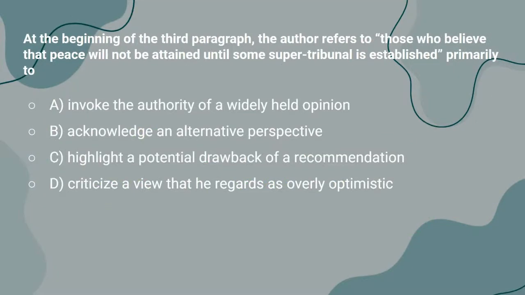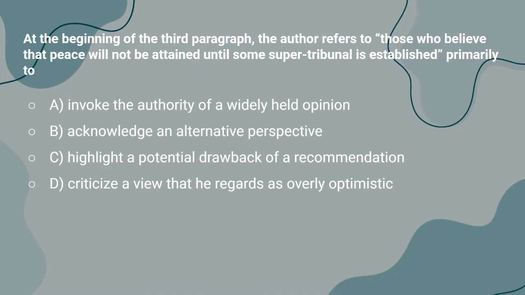Our last question. At the beginning of the third paragraph, the author refers to those who believe that peace will not be attained until some super tribunal is established, primarily to. So why is he saying this? Why is he saying to those who believe that peace will not be attained until some super tribunal is established? Why does he refer to these people?